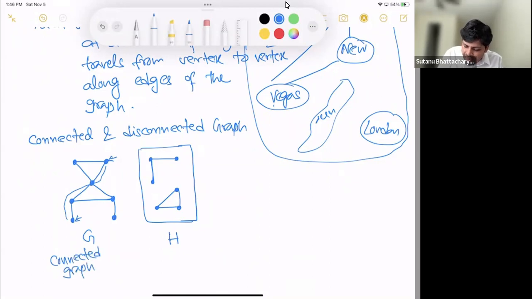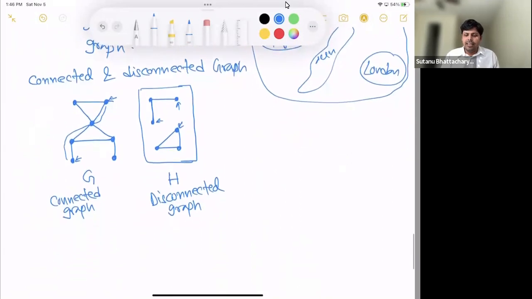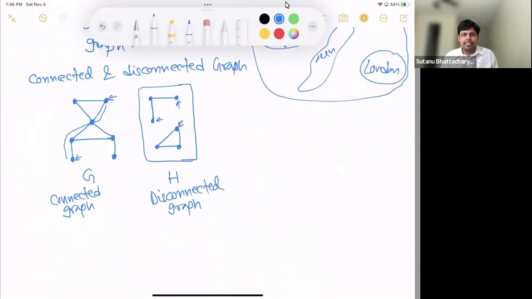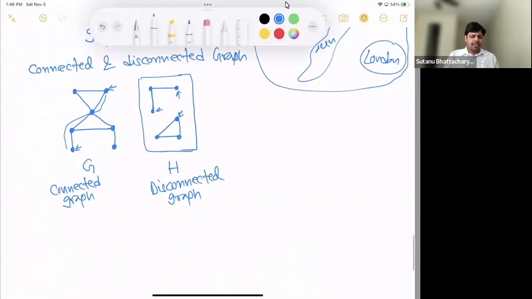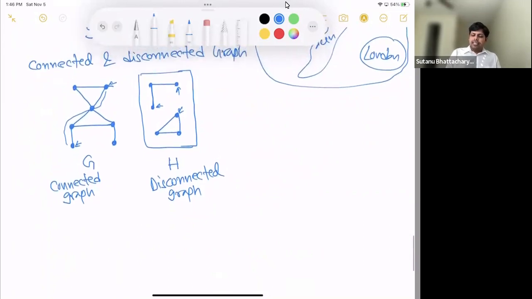And here you can see there is no path between this node and this node or this node. So this is a disconnected graph. So a graph can be connected as well as disconnected. But the majority of the time, whenever we talk about graphs, we mostly focus on connected graphs. And similar to connected and disconnected graphs, another important point is connected components.